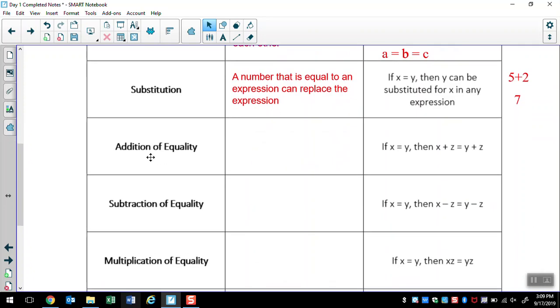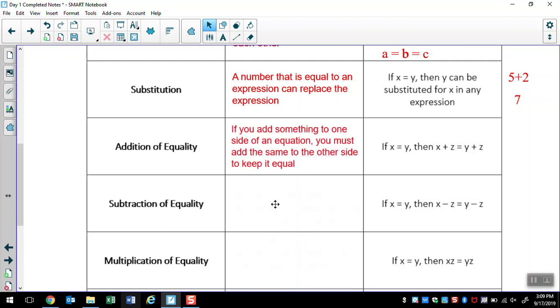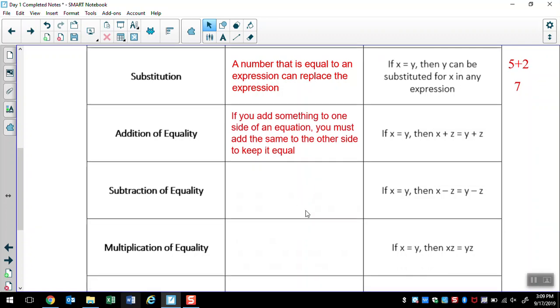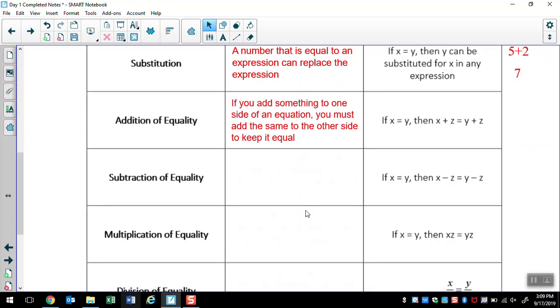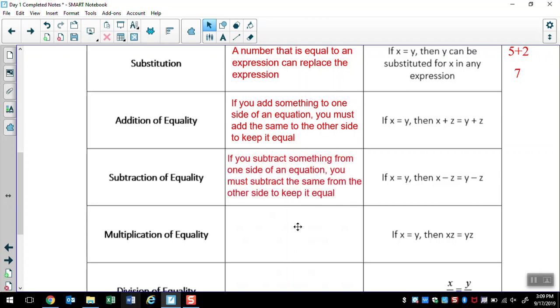The addition of equality. So this is where we say that if we take an expression, right, and if I add something to one side, I have to add the exact same thing to the other side. So if you add something to one side of an equation, you must add the same to the other side of the equation to keep it equal. You may have learned in the past about balancing the scale when solving an equation. That's what we're doing here. Subtraction of equality, it's the same thing. If you subtract something from one side of the equation, you have to subtract it from the other side.